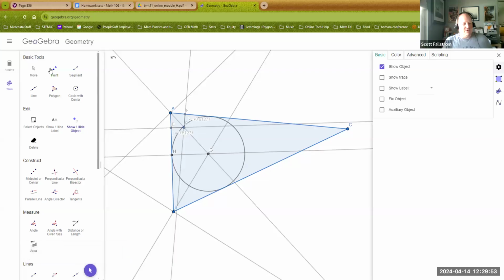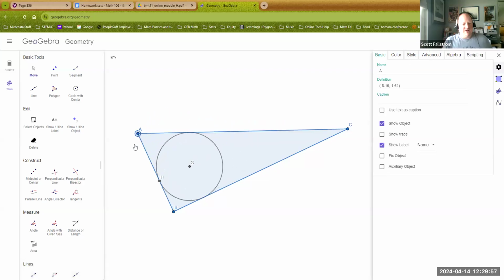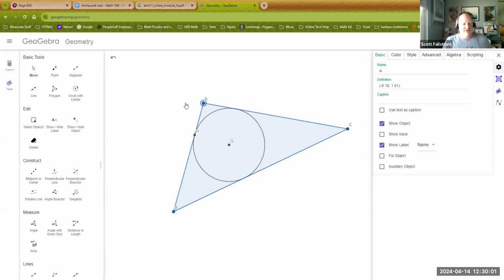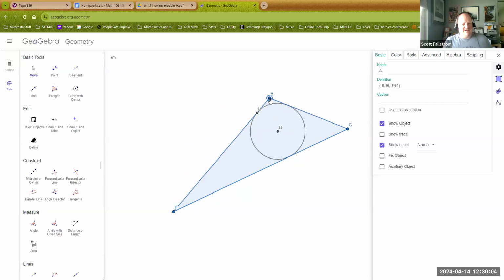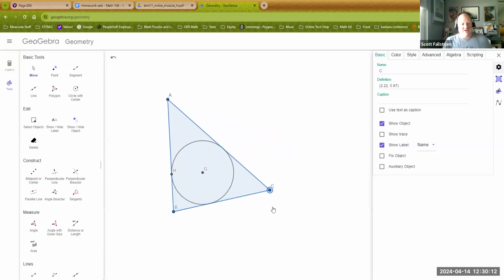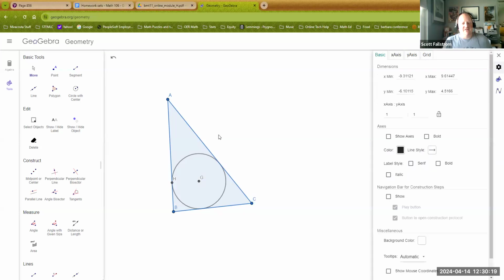Oops, one more there, that perpendicular. Okay, so now take a look. As I move point A around, because it's the angle bisectors, that circle will always remain exactly touching the three sides perfectly. Every time, no matter what I do. I can try to make this equilateral, I can try to make it obtuse, I can try to make it a right angle, doesn't matter. So that is how you create an incenter.